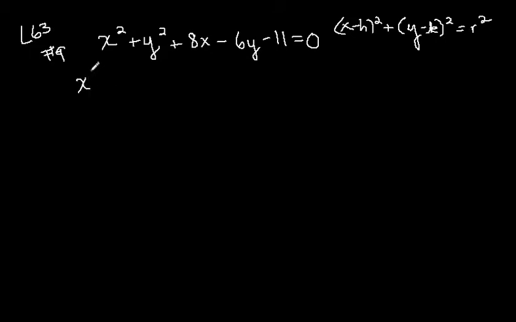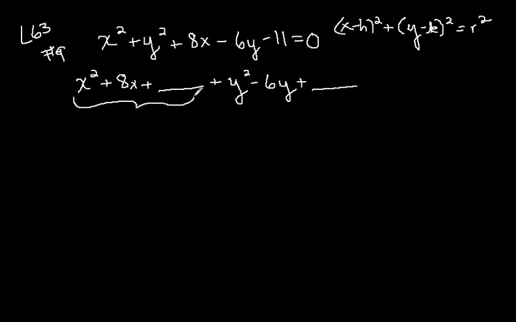So group the x's together, x squared plus 8x plus something to make a perfect square. Group the y's together, y squared minus 6y plus something to make a perfect square. So this is going to be a perfect square trinomial, and pop the 11 over there.